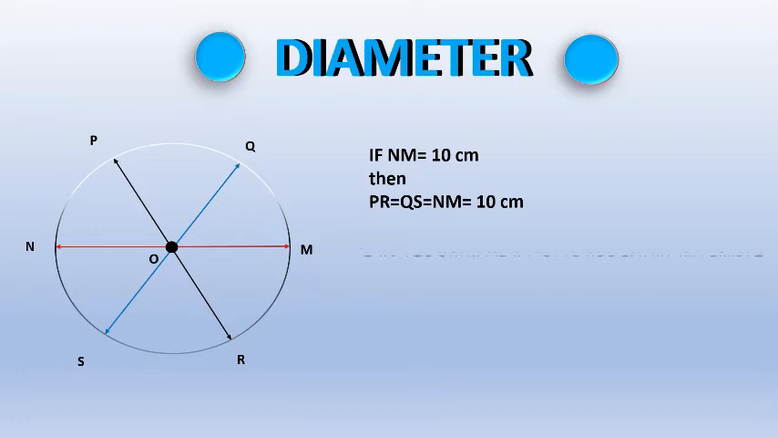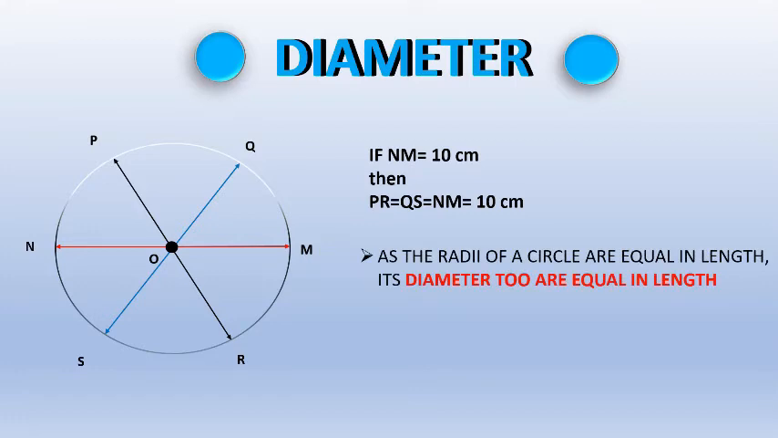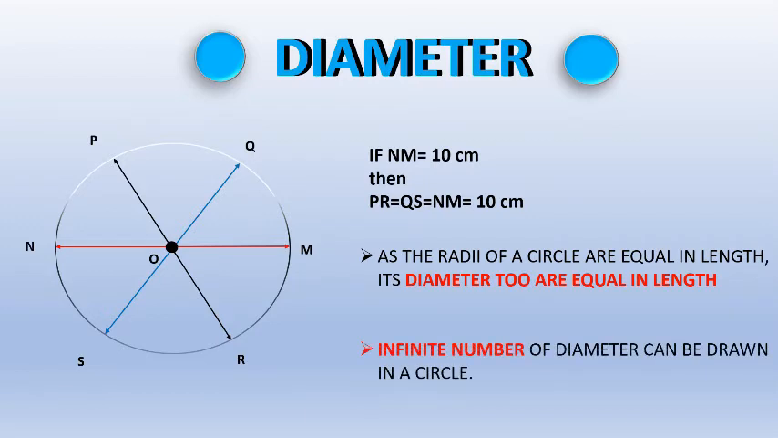Now what does it mean? As the radii of a circle are equal in length, its diameters too are equal in length, meaning all the diameters in a circle are of the same length, and we can draw an infinite number of diameters in a circle, just like the radii. I hope you have understood.